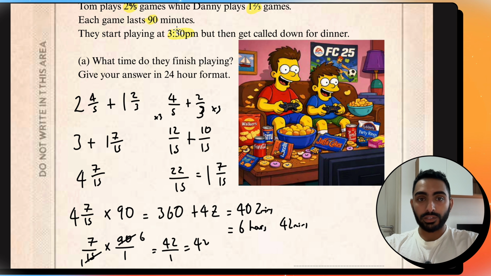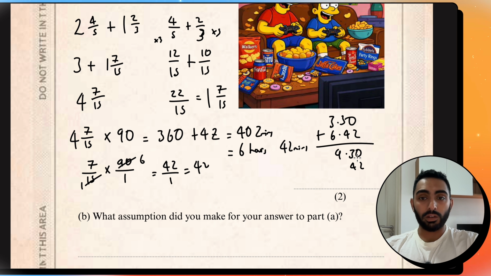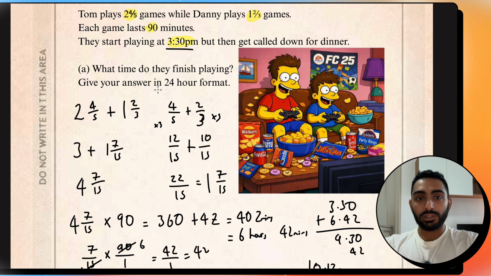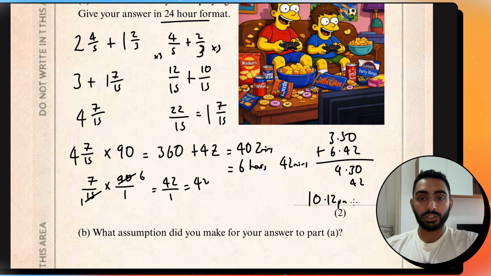We're going to add this on to the time that they started. They started at 3:30. 3:30 plus 6 hours and 42. If I add the 6 hours first, I end up on 9:30. I need to add 42 minutes to that. That's going to take me past 10 o'clock. It's going to be 10:12 p.m. It wants the answer in 24-hour format. I just need to add 12 to this. It's going to be 22:12.